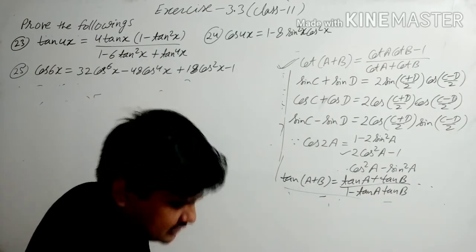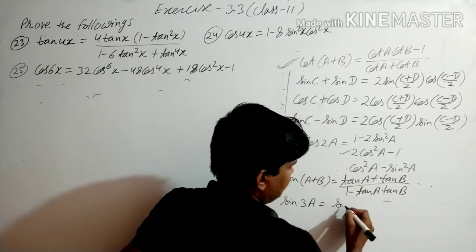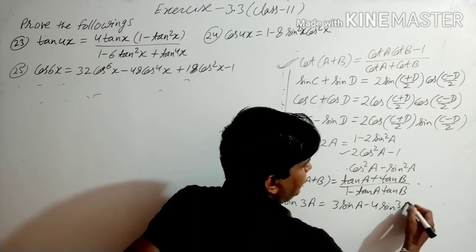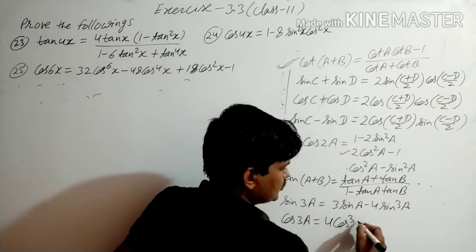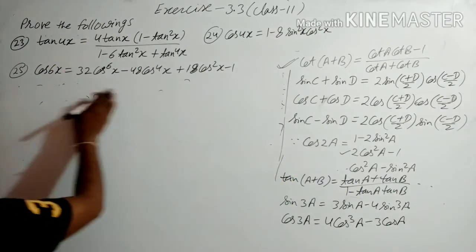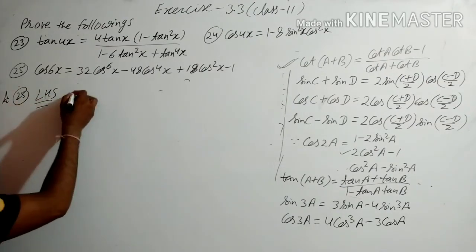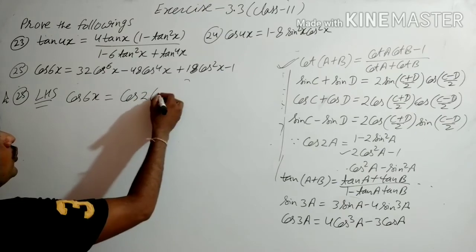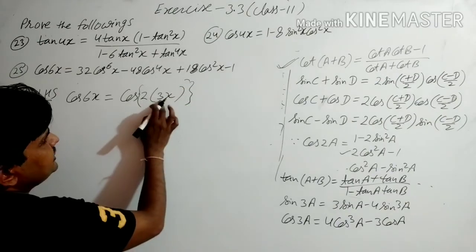Okay, so that is, देखिए sin 3a equals to 3 sin a minus 4 sin cube a, and cos 3a equals to 4 cos cube a minus 3 cos a. So अब इसी क्वेश्चन को, आंसर नंबर 25 को मैं सॉल्व कर रहा हूं. एक LHS, that is cos 6x, so we can break it into cos 2 into 3x. Okay, 2 into 3 is 6, we know 2 into 3 is 6 और x.